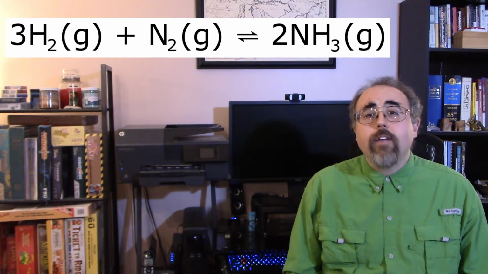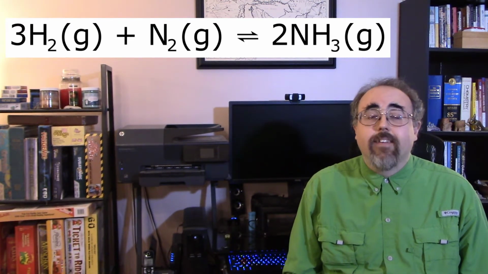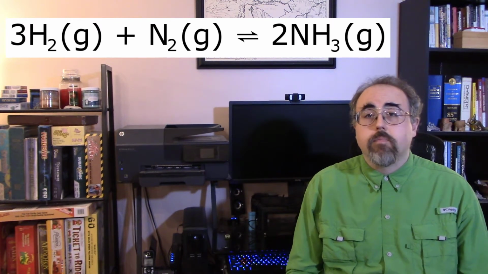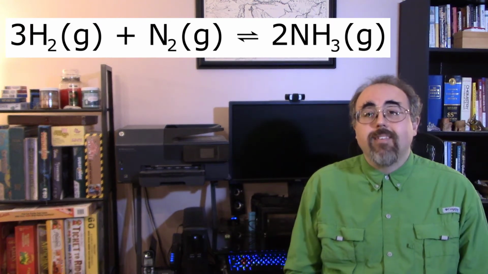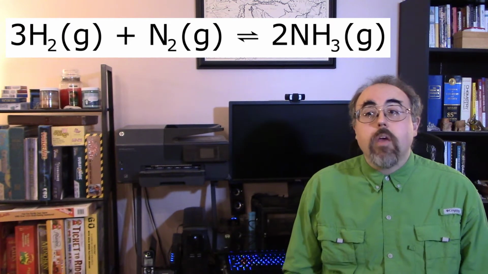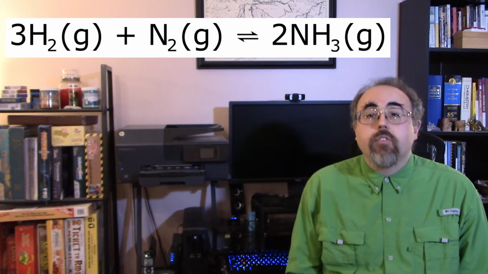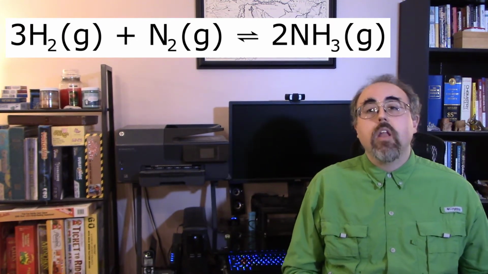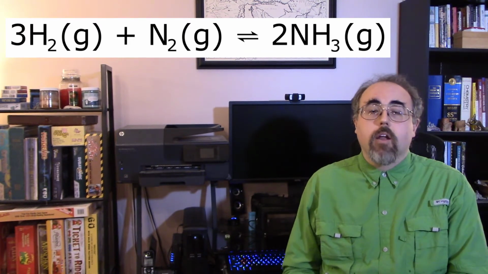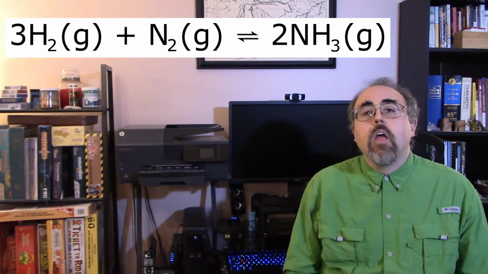Okay, so the hydrogen and the nitrogen are what we call reactants. These are your starting chemicals. You react them together and you get stuff, specifically ammonia. Okay, the ammonia is the product. So the reactants, the hydrogen and the nitrogen, react to form the product, which in this case is ammonia.